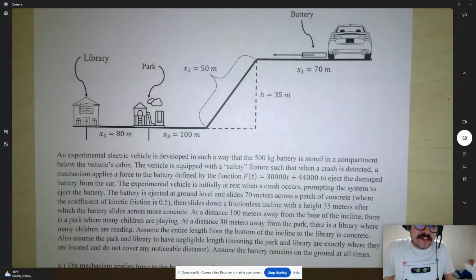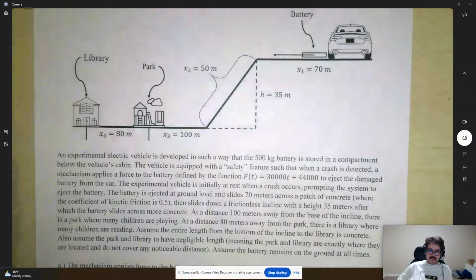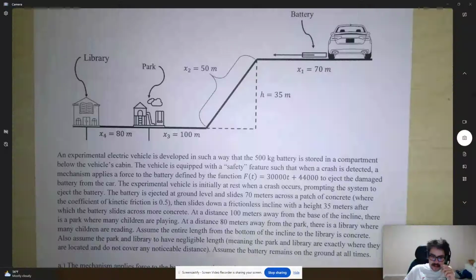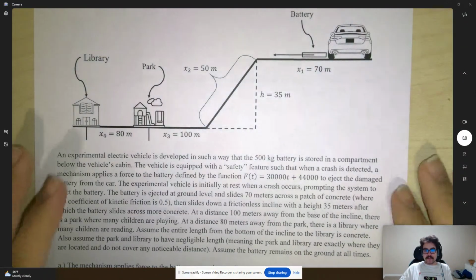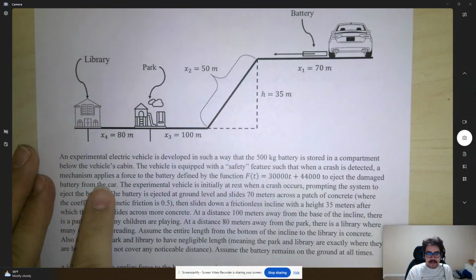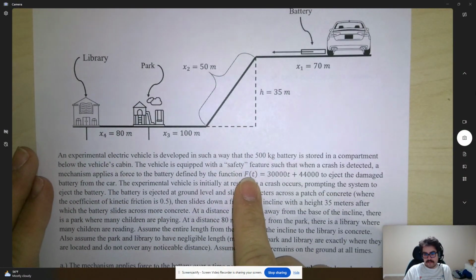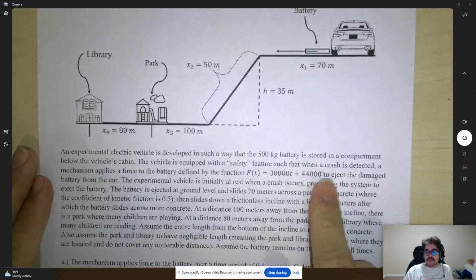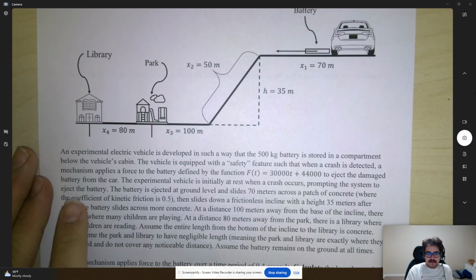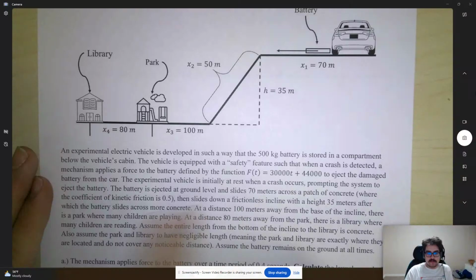An experimental electrical vehicle is developed in such a way that a 500 kilogram battery is stored in a compartment below the vehicle's cabin. The vehicle is equipped with a safety feature, because this is not safe, such that when a crash is detected, a mechanism applies a force to the battery defined by the function f of t, or f of t is equal to 30,000 t plus 44,000 to eject the damaged battery from the car. The experimental vehicle is initially at rest when a crash occurs, prompting the system to eject the battery.